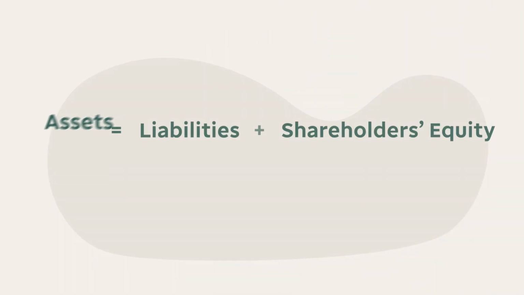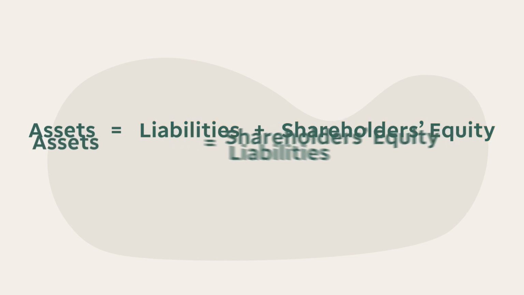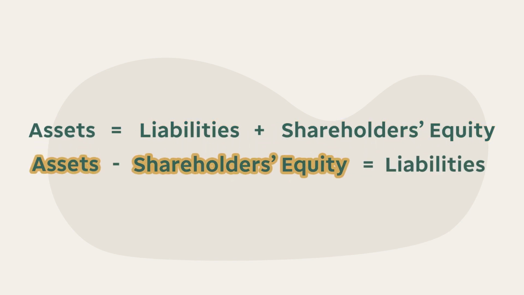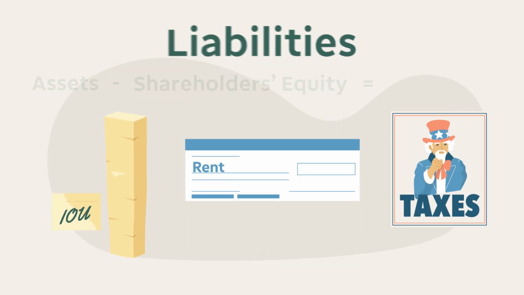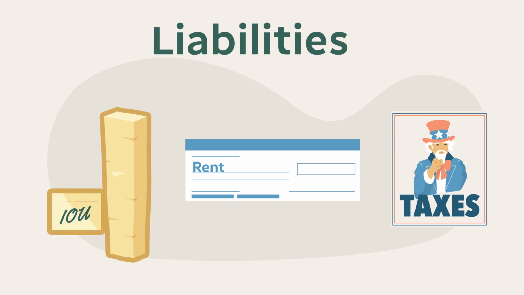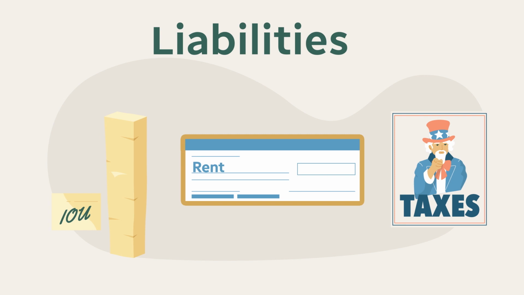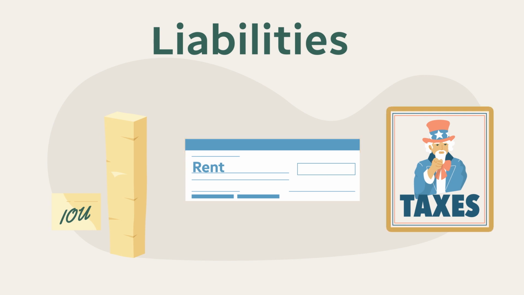If you look at the other side of the balance sheet, you'll see liabilities and equity. By rearranging the formula to assets minus shareholders' equity equals liabilities, we can see the total liabilities. Liabilities are money or items of value a company owes to others, but it also includes rent for buildings, money owed to vendors, or taxes due.